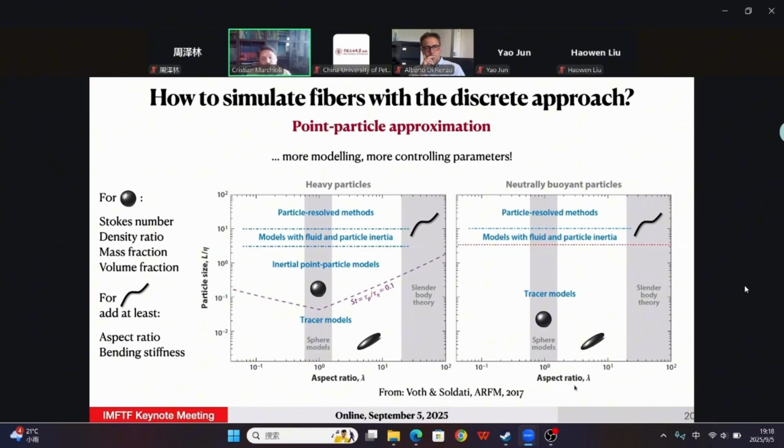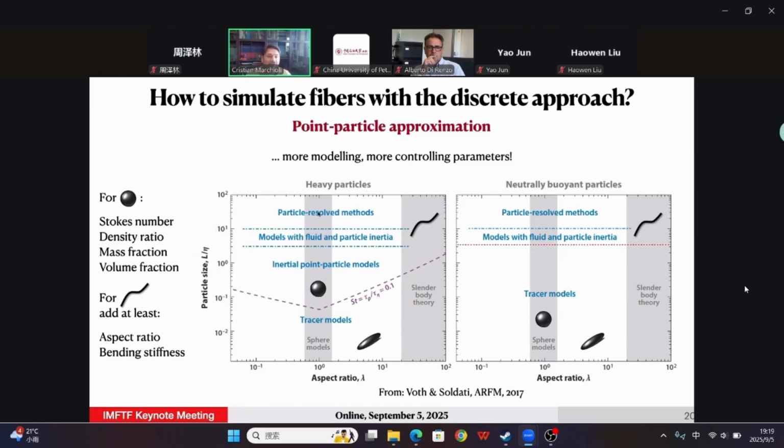And here I'm showing a quite popular picture taken from this Annual Review of Fluid Mechanics paper by Voth and Soldati, in which you see a sort of summary of the different approaches that can be used from a numerical standpoint to deal with different particles, from spheres to elongated ones, based on the particle size and on the aspect ratio. So I'm not going into detail of this. Of course, this is the spherical case. That's the easy one. We are somehow here in this part of the plot. So we have very large aspect ratio, very long particles.